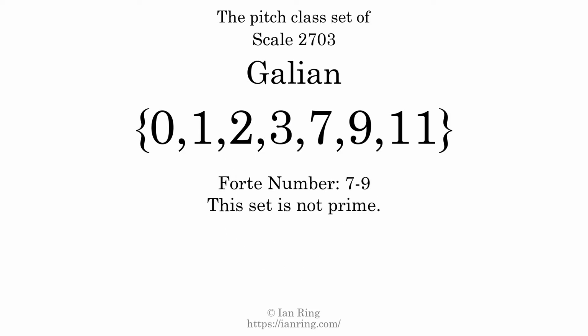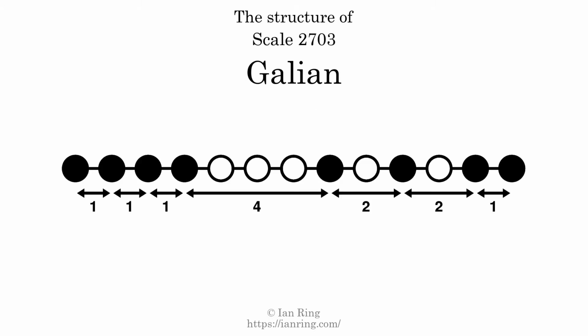The pitch class set for this scale is 0, 1, 2, 3, 7, 9, 11. The fault class is 7, 9. This set is not prime. The structure of a scale is a description of the interval distance between each successive tone. This scale has a structure of 1 1 1 4 2 2 1.